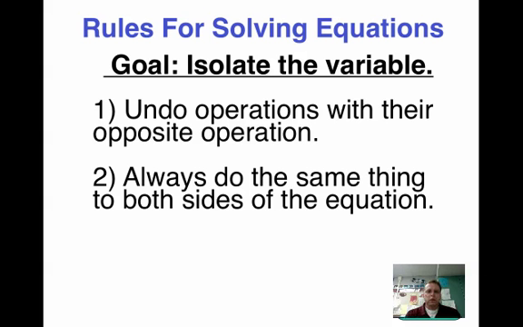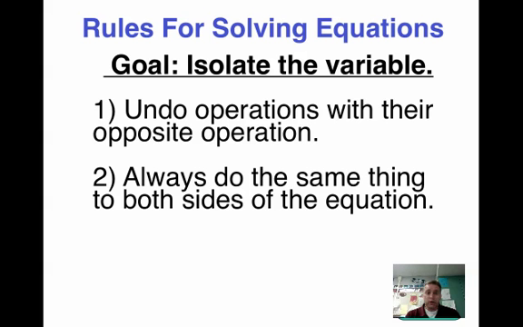Alright, today we're going to be working on 7-1, which is solving two-step equations. First of all, please remember the goal is to isolate the variable, which means get the x, the y, the z, whatever the case may be, get it all by itself. Alright, so how do we do that?